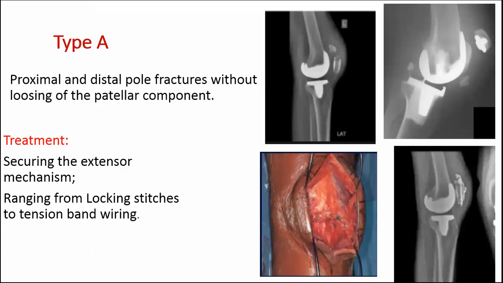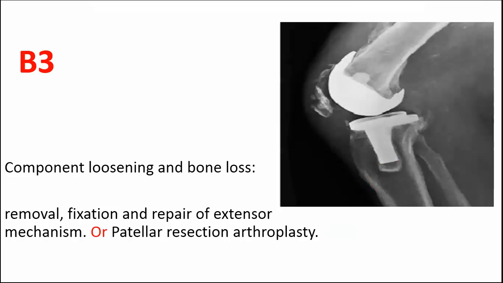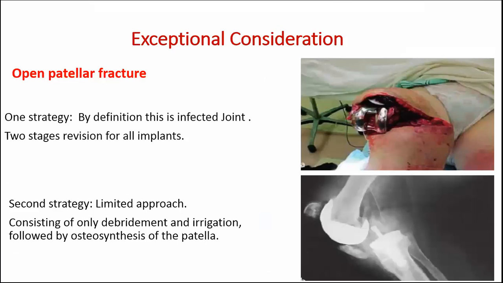And this is an example of types of periprosthetic fracture and treatment. An exceptional consideration is open patellar fracture. There are two ways to treat. The first strategy is two-stage, which we use in our department in Royal Medical Services. First, remove all implants, then after ensuring that there is no infection, because an open fracture by definition is infected, re-implant. The second strategy, a limited approach, consists of only debridement followed by osteosynthesis of the patella.